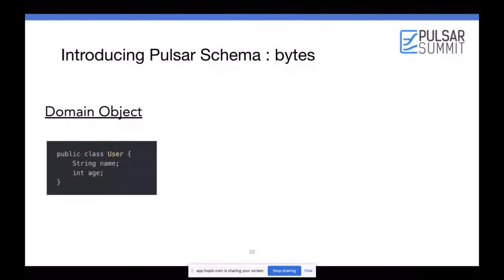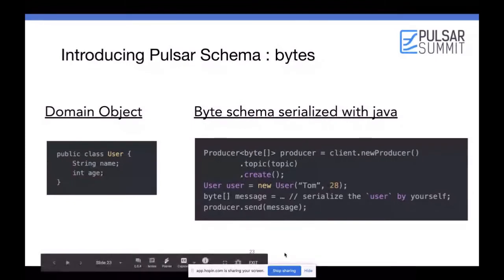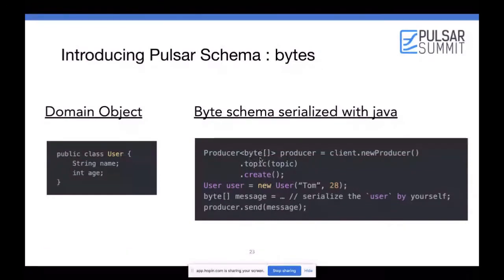We'll start with a really simple one. Let's say you have a domain object which is a user, and we care about the name and age of the user. You can use your programming language. In this example, we are using Java. You take a producer object, you tell the producer that you only want to use bytes. You don't really care about the schema. You only want to transfer the bytes from producer side to Pulsar and from Pulsar to the consumer.